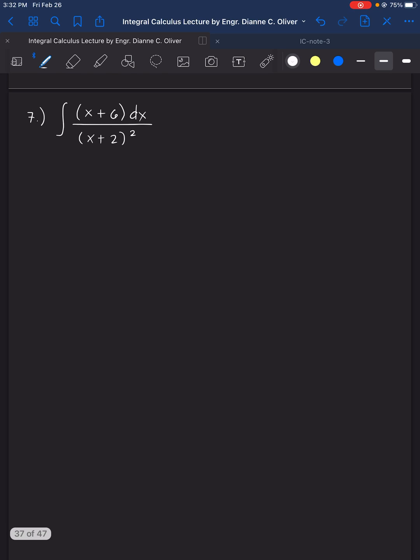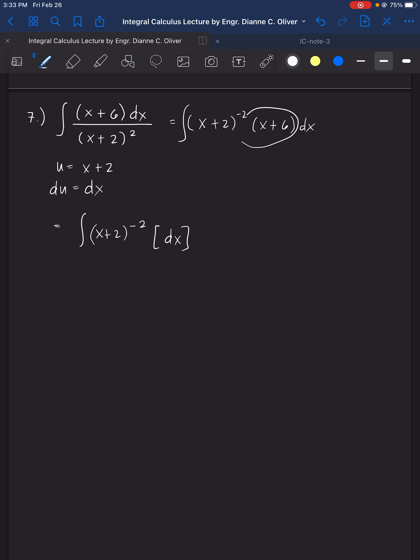Next, let's proceed to number 7. For number 7, let's try to use here, if we put u is equal to x plus 2 using powers. For example, if we have here x plus 2 raised to negative 2, then x plus 6 dx. Let's see if we can use the power formula here. So du here is dx. So that is equal to u, x plus 2 raised to the exponent negative 2, and then du here becomes dx. So x plus 6 is missing, therefore we cannot use the power formula.